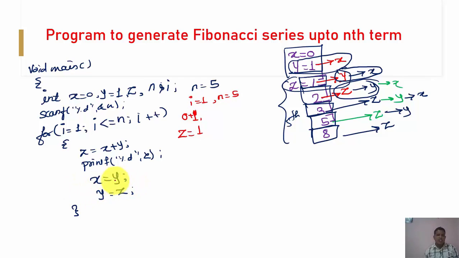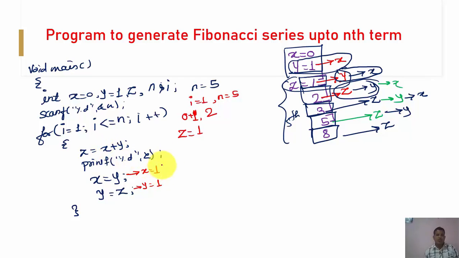Now the value of y is assigned to x and the value of z is assigned to y, right? So after the first execution, the value of x is now 1 and the value of y is again 1. Again the value of i gets incremented by 1. Now the value of i is 2. 2 is less than or equal to 5, yes, the condition is satisfied. So z is equal to x plus y.